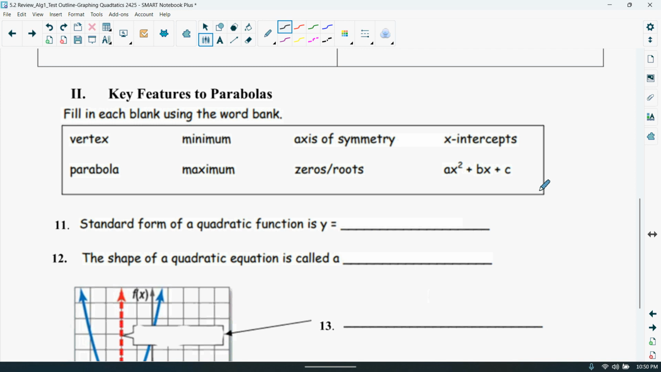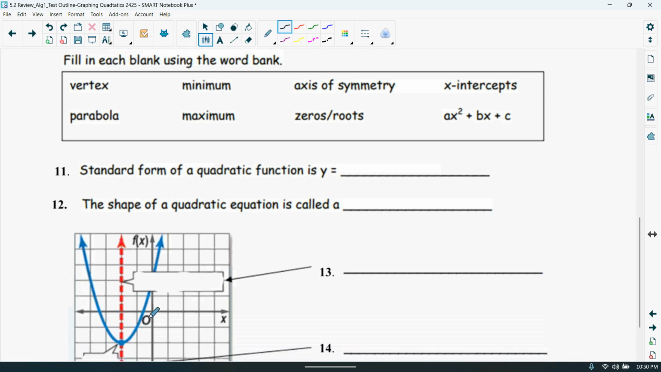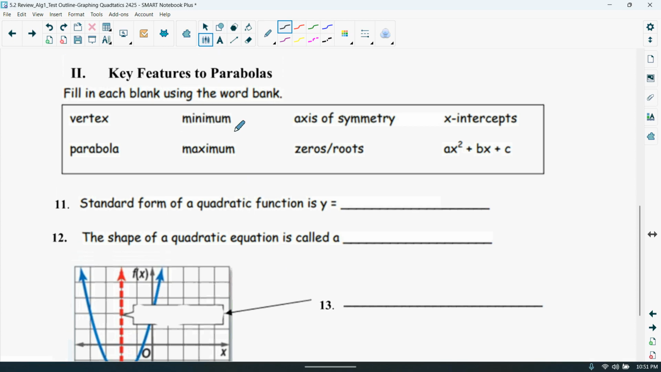Alright, this next section is pretty much making sure you know the key features of your parabola, making sure you know your vocabulary and applying it on a graph. So I'm not going to ask you to recite. I might ask you to locate something on a graph that's related to your vocabulary, or to answer questions based on the given graph. Okay, so this is just a little word bank.